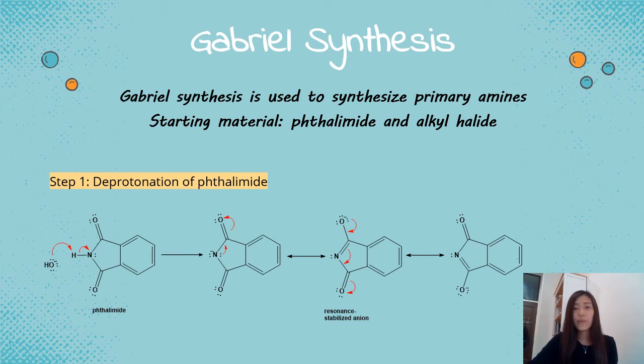Now I will talk a little bit more on Gabriel synthesis. Gabriel synthesis is a reaction used to synthesize primary amines. The starting materials for this reaction are phthalimide and alkyl halide.